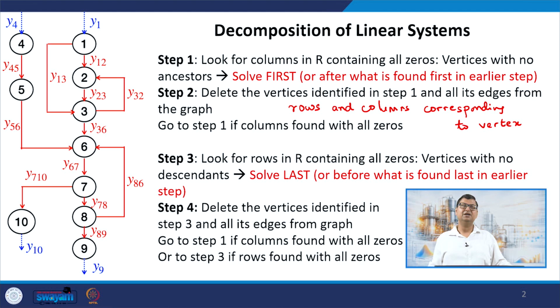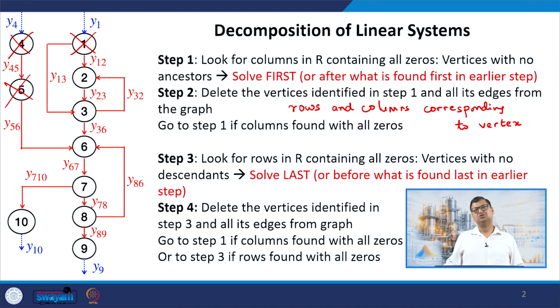It may so happen, like in this case, in the beginning we figured that 1 and 4 are the vertices having no ancestors, but after we deleted 1 and 4, we saw that 5 is the vertex containing no ancestors now. So, first we did 1, then 4 in any order, and then we did 5, and now we again look for vertices containing no ancestors, and then there were none, right. So, then we move to the next step.